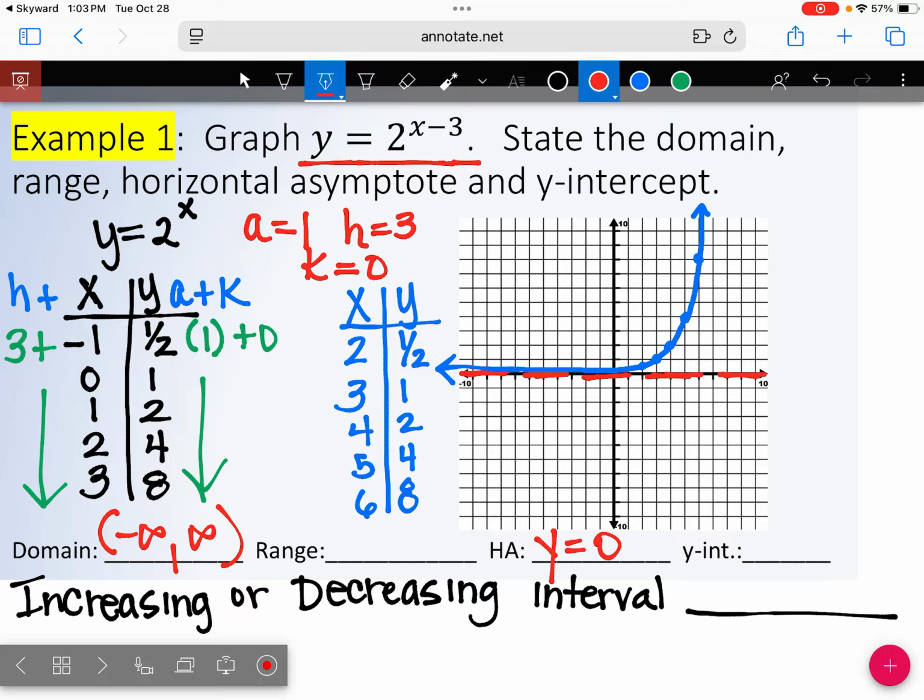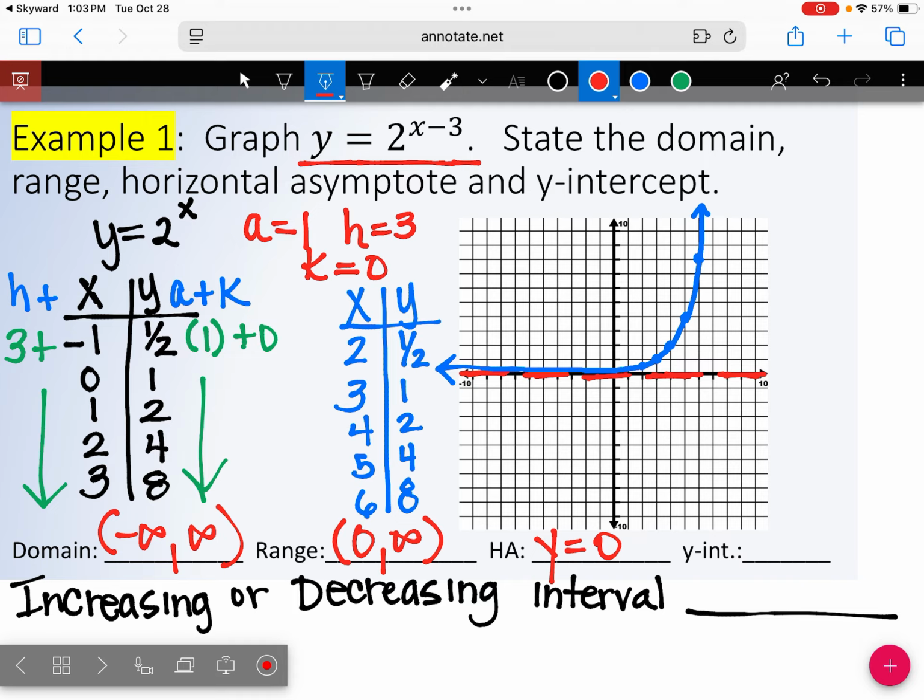Now, this is really important though. It will never be 0. So do you think I'm putting a bracket or a parentheses on the 0? Parentheses. Because it will never equal 0. It'll get really, really close, but it won't be 0.